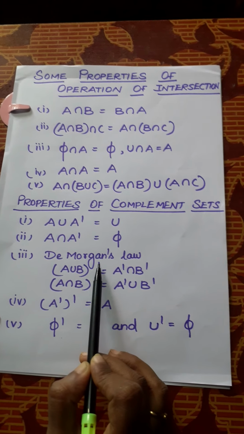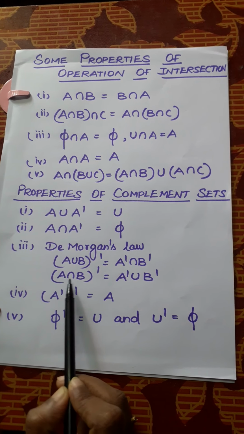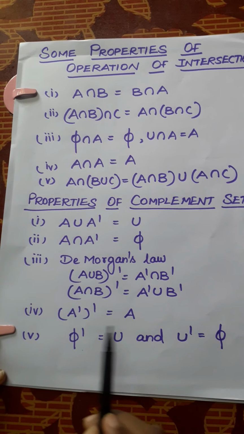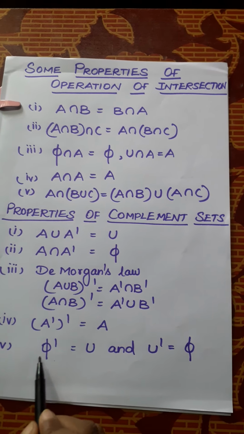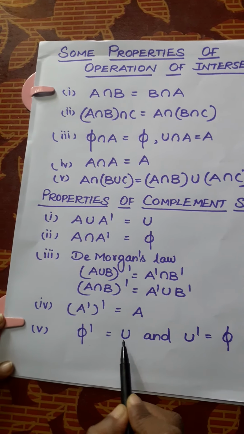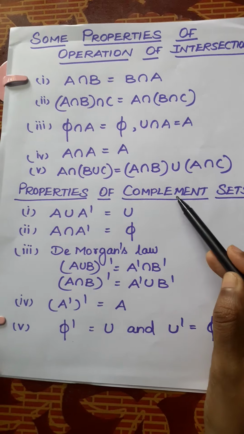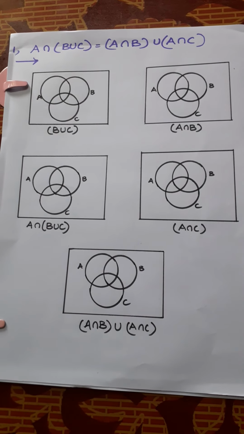This is a very important law, De Morgan's law. (A union B) the whole dash is equal to A dash intersection B dash. (A intersection B) the whole dash is equal to A dash union B dash. The next one, (A dash) the whole dash is equal to A. Next one, phi dash is equal to U and U dash is equal to phi. These are the very important properties of complement sets. Next I am going to explain the problems.